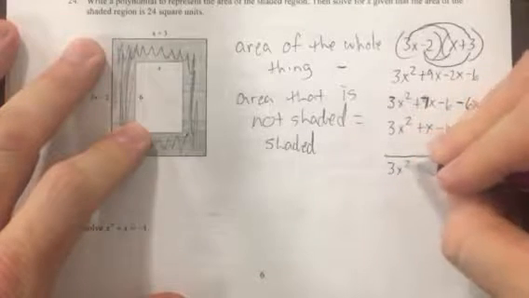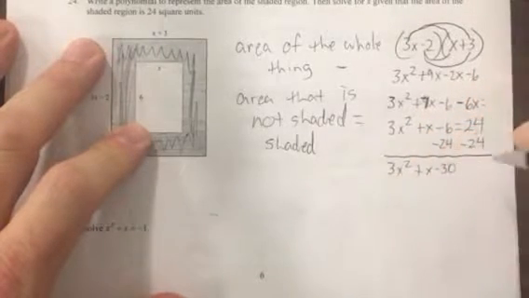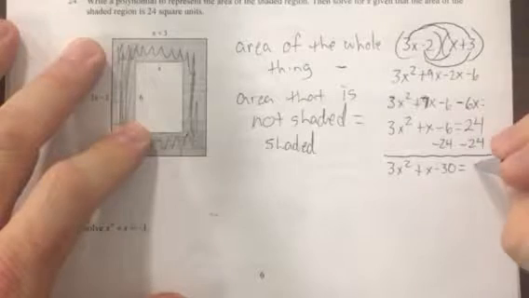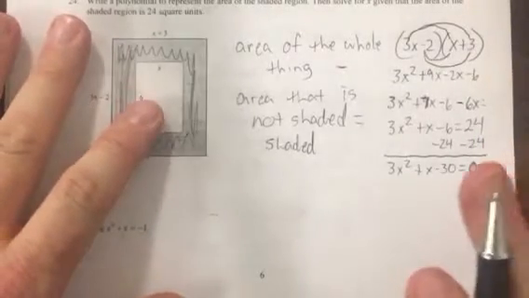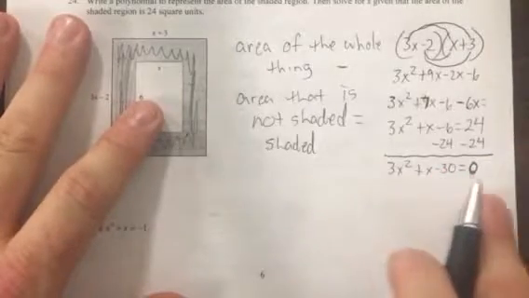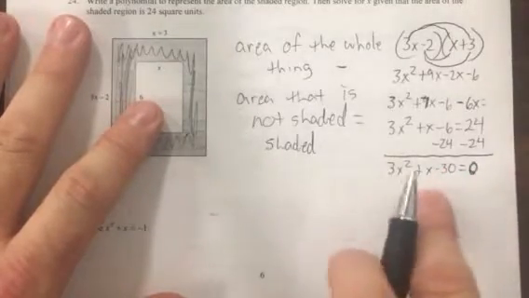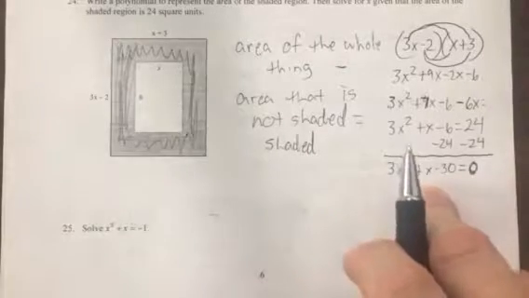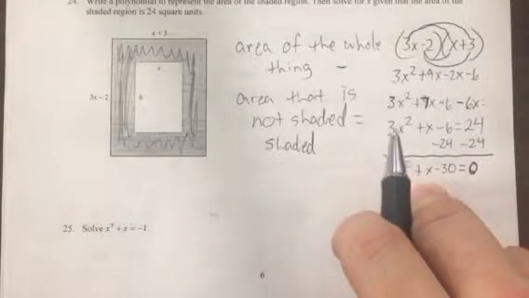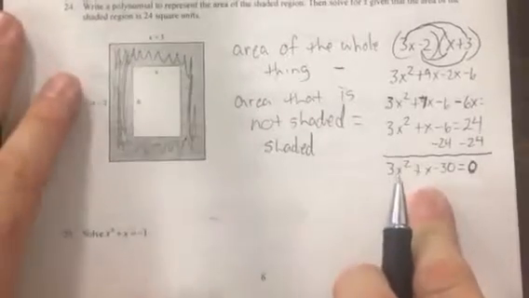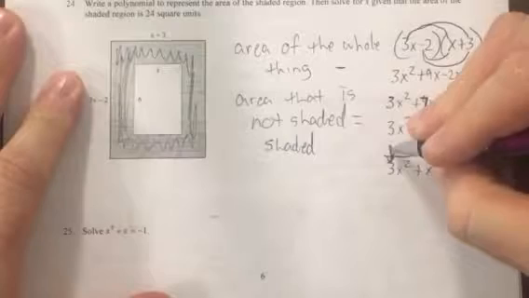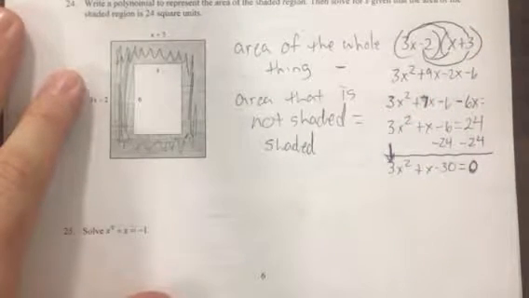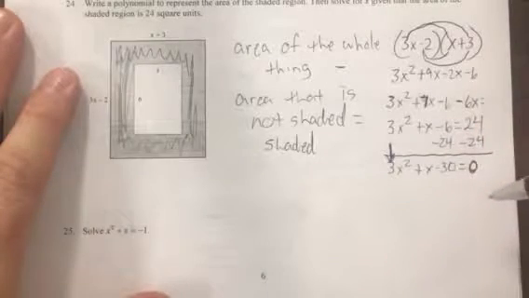So now I have 3x squared plus x minus 30 equals 0. So now I have done everything that I can do, and there is my polynomial. That's the first part of what they were asking. So now, when I have a number in front of x squared that is not 1, when I have an a that is not 1, then I have to do advanced factoring.